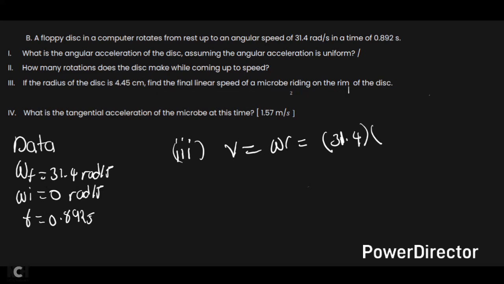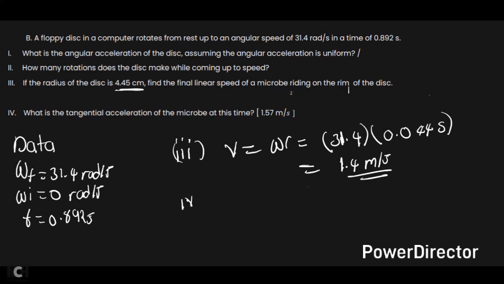Then what's the radius? The radius that has been given in this situation is 4.45 centimeters. Remember that is in centimeters, so we have to divide that by what? By 100, so that we can have it in meters. So it will be 0.0445. This happens after you have divided that one by 100. Then your answer will come to 1.4 meters per second, like that. How about the other one?